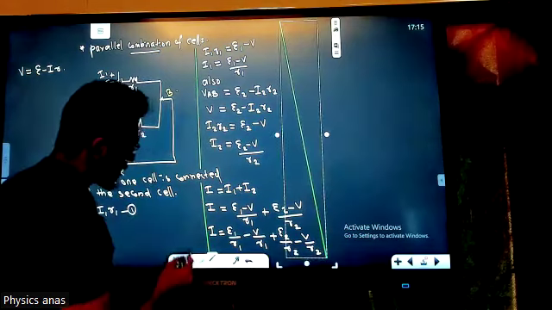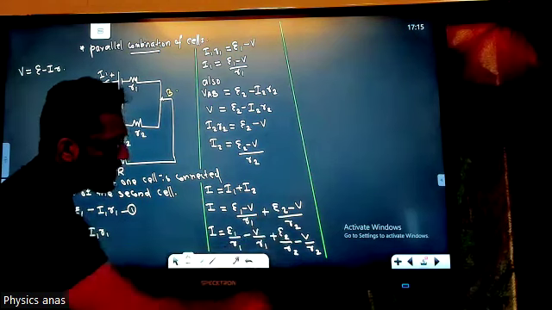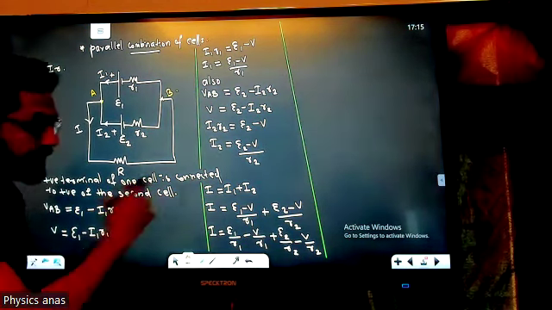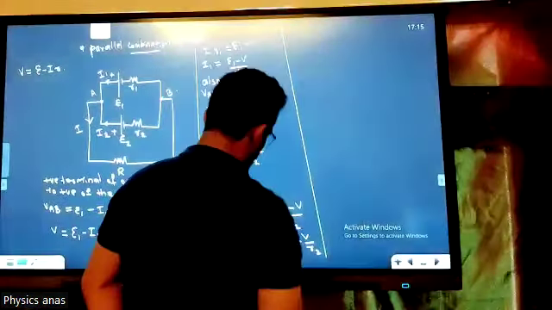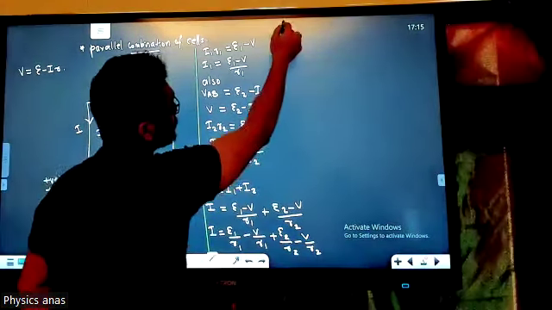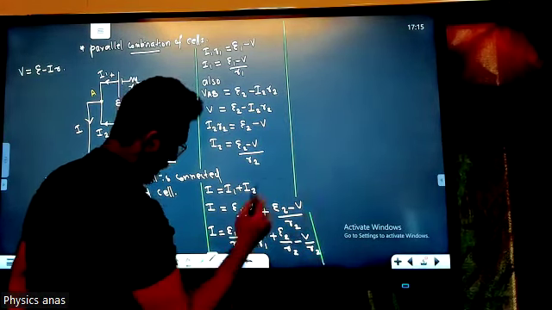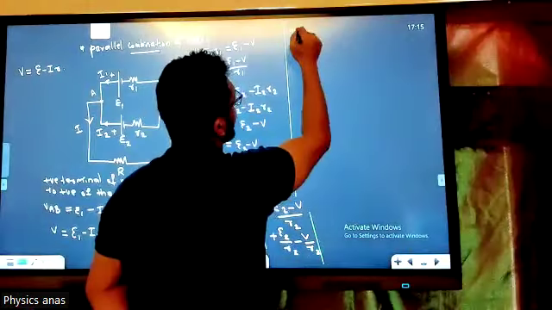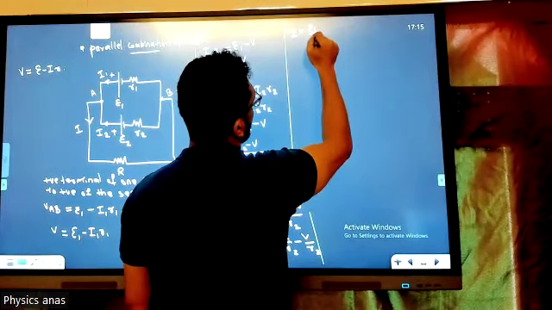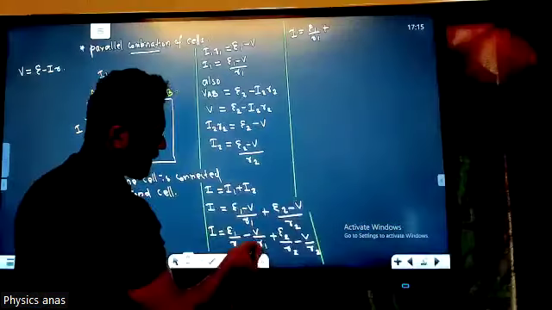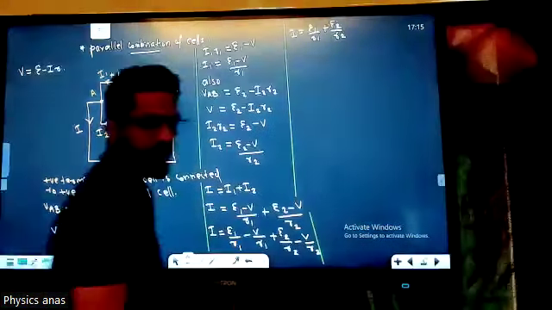And what will be the next equation? I'm combining the terms of E1 and E2 together, and combining the terms of V on the other side. Then the equation will be like this. I have the equation for I. I is equal to E1 by R1 plus E2 by R2. I am writing them together. Is that okay?